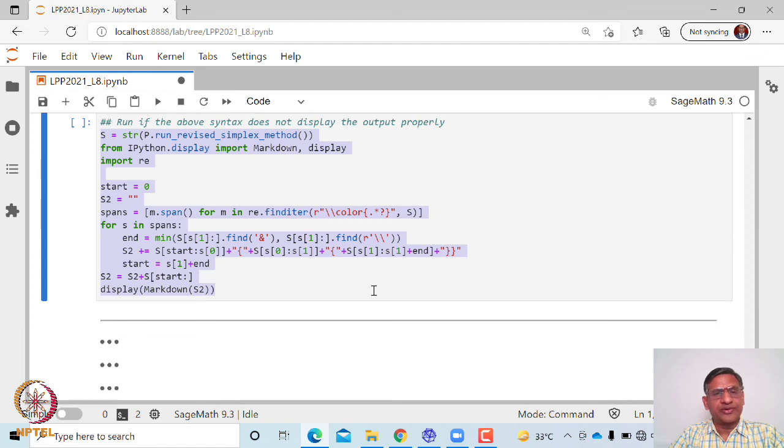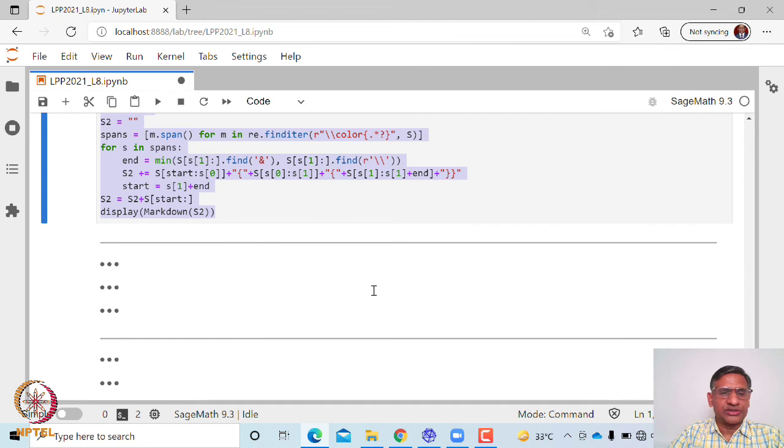And what is the advantage of the revised simplex method? It reduces the number of steps, especially it does not do any computation with respect to non-basic columns which do not enter into the basic variables, right?